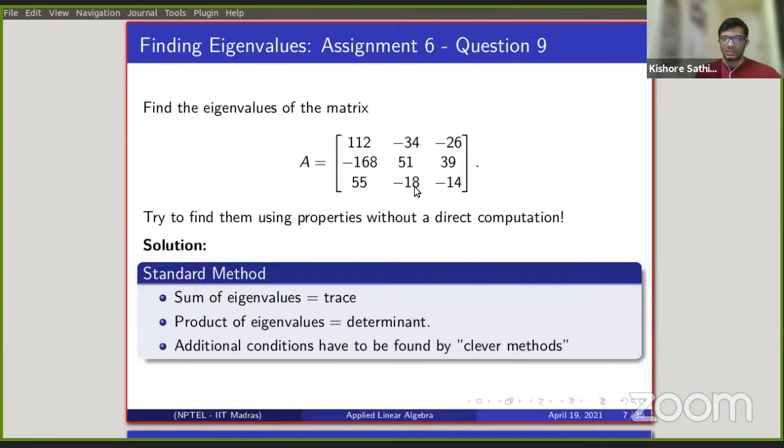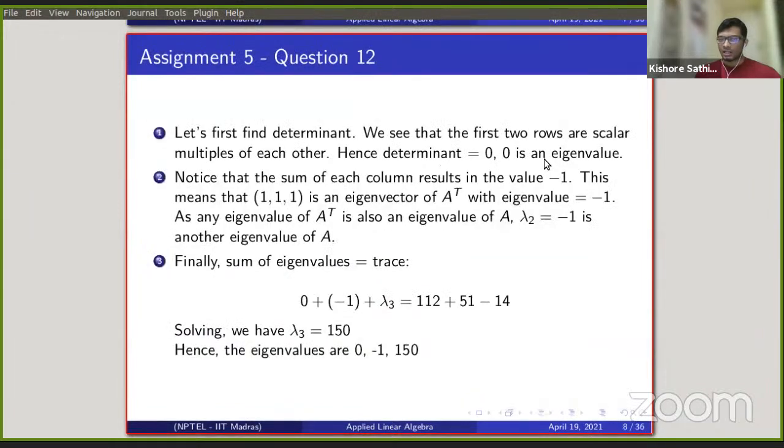So the last row, you can easily see that the sum of the columns, that is minus 26 plus 39 minus 14, is minus 1. And similarly with the second and the first columns as well. So if we take A transpose and multiply by 1, 1, 1, then we get minus 1, minus 1, minus 1, which means that minus 1 is an eigenvalue of A transpose.